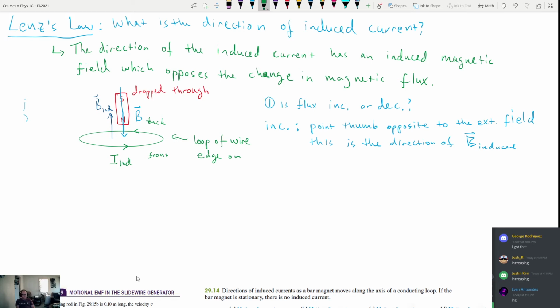You all understand? It's really quite complicated, but it's also something that you can learn. And I think once you get it, it's really not that hard. Let's look at these words here and see if it actually makes any sense. The words of Lenz's law state that the direction of the induced current has an induced magnetic field which opposes the change in magnetic flux. So in this case, the magnetic flux was increasing down, increasing magnetic flux downwards. So we need to flip our thumb up and say that's going to be the direction of the induced magnetic field. Okay? Does everyone understand?